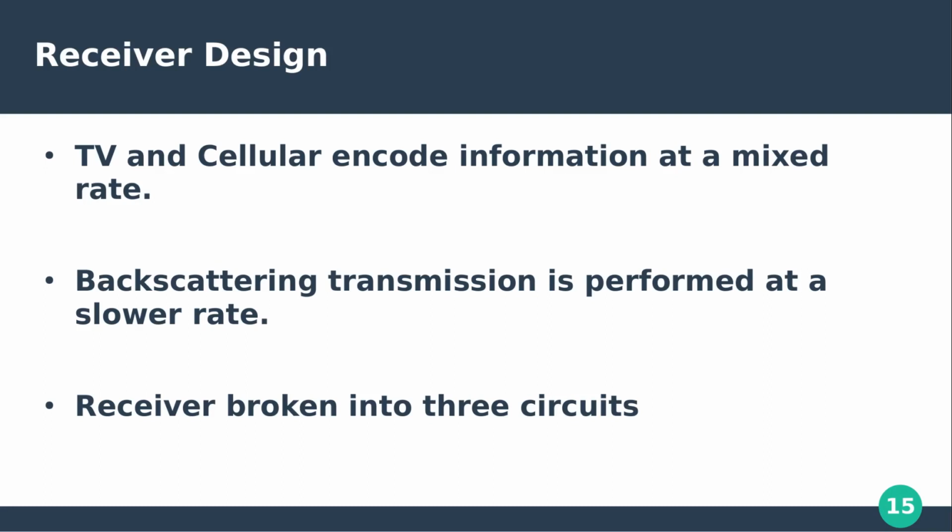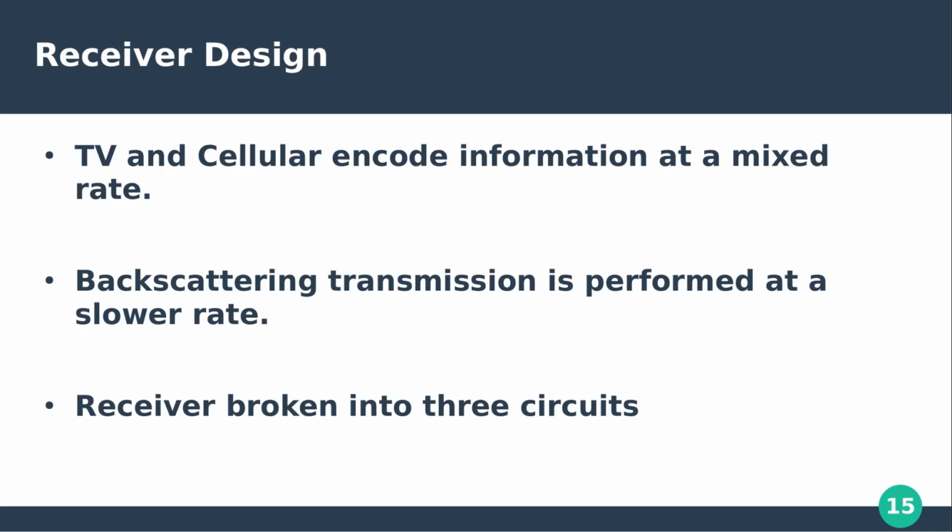Let's talk about the specific receiver design. Again, TV and cellular signals encode information at a mixed rate. The signals vary. And backscattering transmission was realized to be performed at a slower rate so as to not be confused with the TV or cellular encoded signals. Now, in order to actually design this, the authors used a receiver broken into 3 circuits. An average envelope, which was realized with an envelope detector, which in all cases is just a peak detector, and an RC circuit, which acts as a filter to average out any natural variations that can occur in the signal.